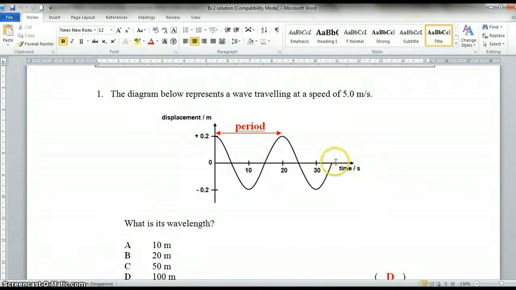So we have period. We do not have wavelength. The period is actually one complete cycle, 20 seconds. But the question asks us for wavelength. We are not able to observe the wavelength from this graph. So what do we do?